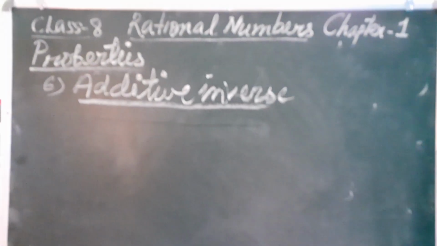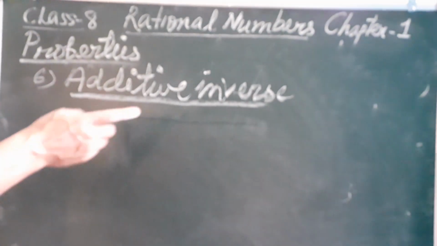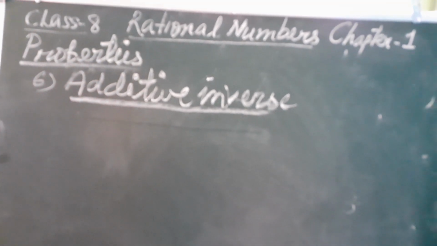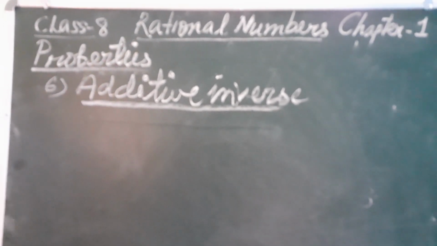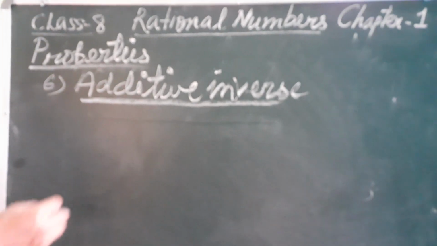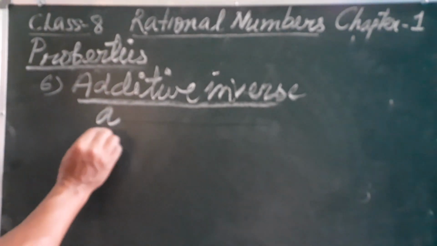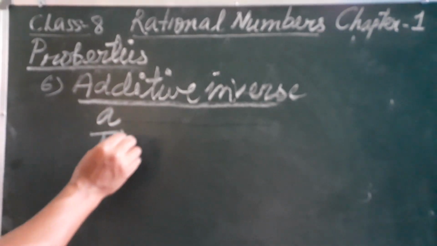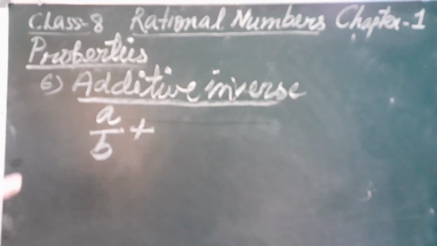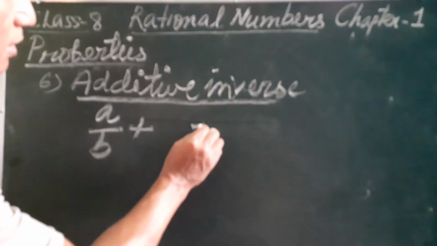The next property, additive inverse. Additive inverse of rational numbers. What is meant by additive inverse? For example, if A by B is a rational number, when you add A by B with what number, you get 0?